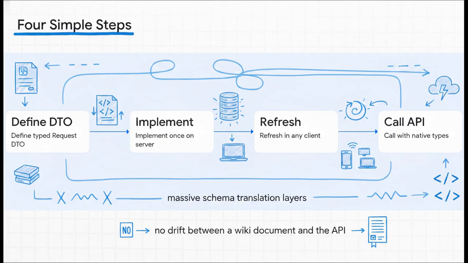So this builds into a remarkably simple 4-step workflow. First up, you define a typed request DTO. Second, you implement it just once on the server. Third, you refresh the reference in any client. And fourth, you call the API using native types. And that's it. There's no parallel release train, no massive schema translation layer, and absolutely no drift between some outdated wiki document and the API that is actually deployed.